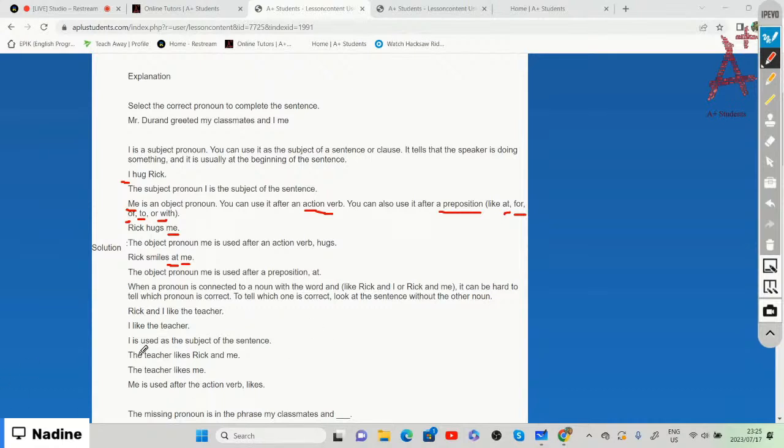And then we have another one. The teacher likes Rick and me, right? Over here in the sentence, if we were to take Rick away, then we just see how the sentence starts. For example, the teacher likes. So without even mentioning Rick, because we just want to look at the specific pronoun, we can say that the pronoun is me, which means that this is an object pronoun which comes after the action verb likes, right?